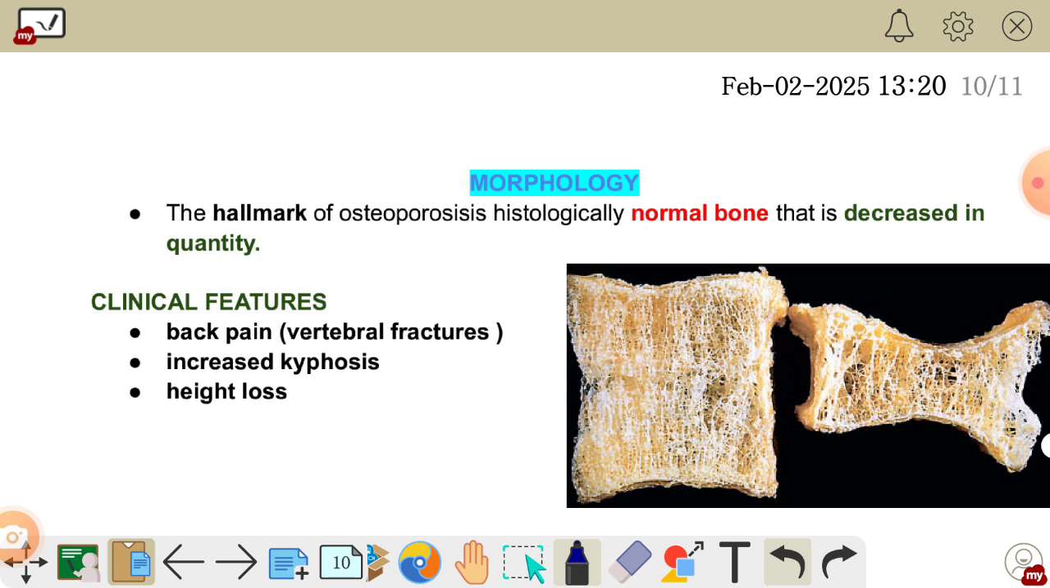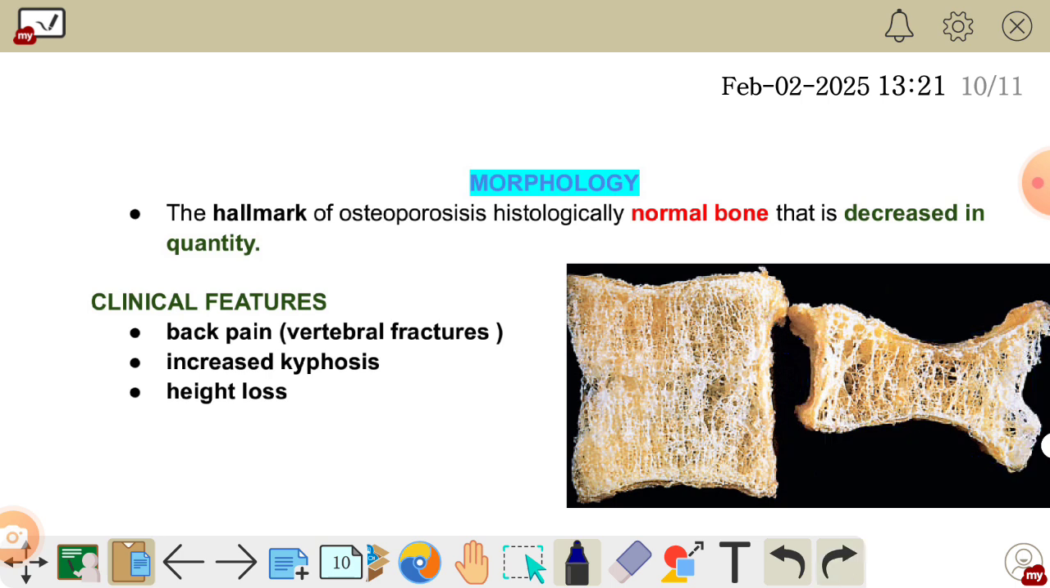So now, morphology. The hallmark of osteoporosis histologically is normal bone that is decreased in quantity. So this is a normal bone, but now the quantity here has been reduced. Okay, so now the clinical features.